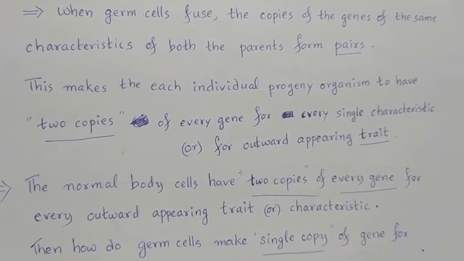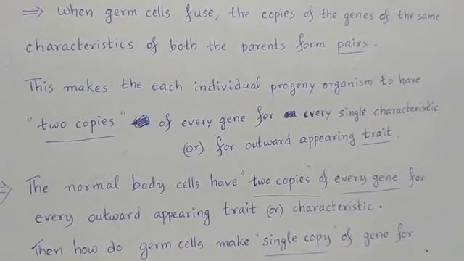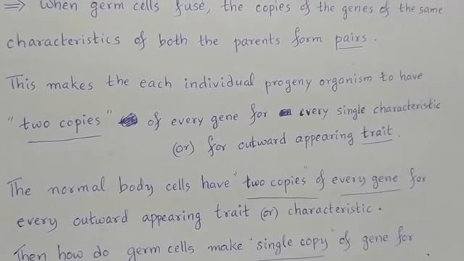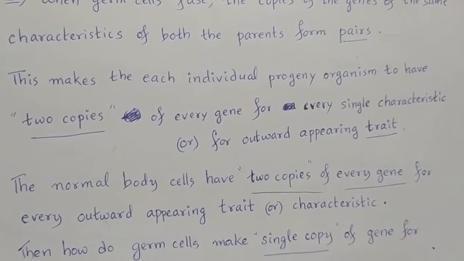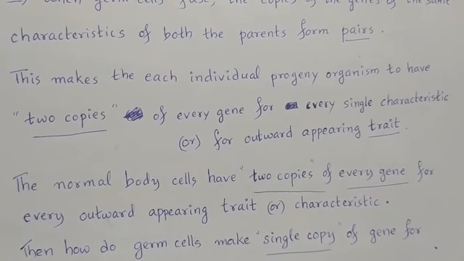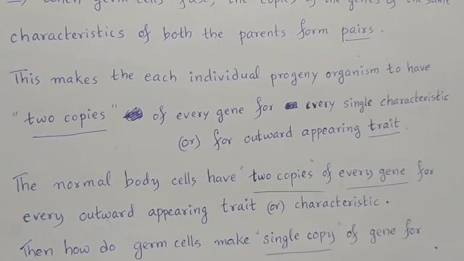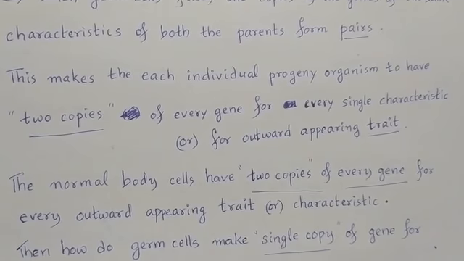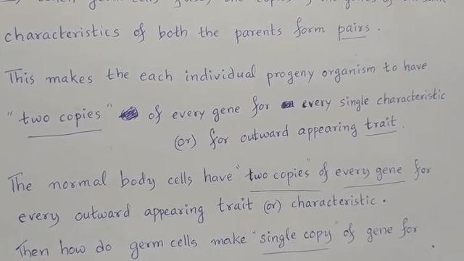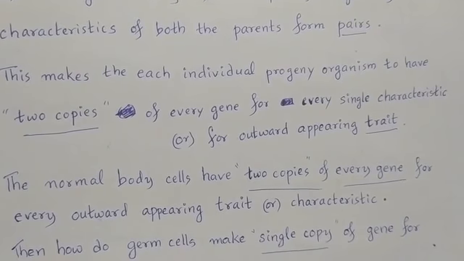So this makes each individual progeny organism have two copies of every gene for every single characteristic, or for every single outward appearing trait. As they are forming pairs, each individual progeny organism has two copies of every gene for every outward appearing trait.